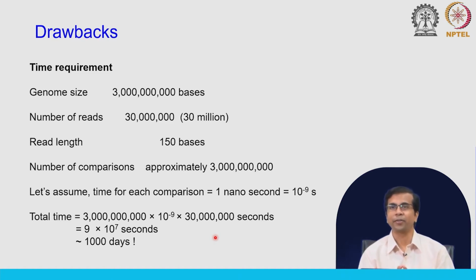So, you can do the sequencing experiments within a week or 2 weeks, and then the mapping takes 3 years. That is not a good process. So, this means this will not work. This is something we cannot utilize for mapping NGS data.